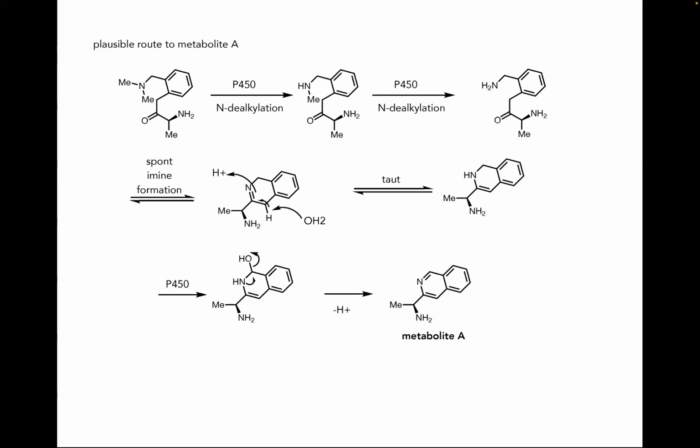Heading over to rationalization of metabolite A. You start with 2 sequential N-dealkylations with P450. You guys have plenty of time on this, so what I want you to do is actually draw it out so it's nice and clear for me. Don't write 2x P450. I just want you to show me what you know. So one step and then do another step just like this.